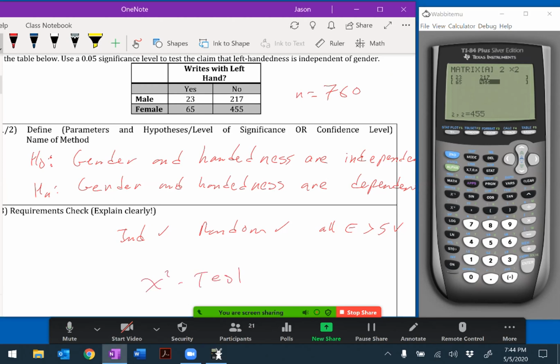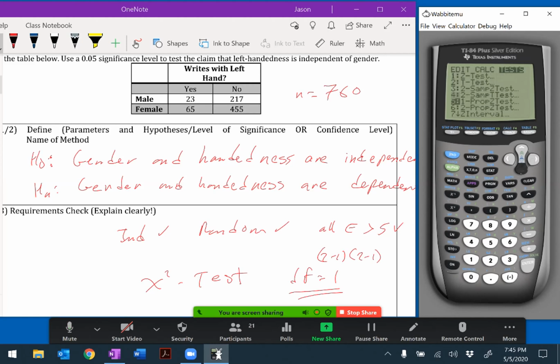Now I'm going to do my chi-square test. I did a 2 by 2 because we're doing a 2 by 2 this time. The degrees of freedom on this one is 1, because it's 2 minus 1 times 2 minus 1, which is 1 times 1, which is 1. Let's go to stats, then test, and I'm going to call the chi-square test for independence.